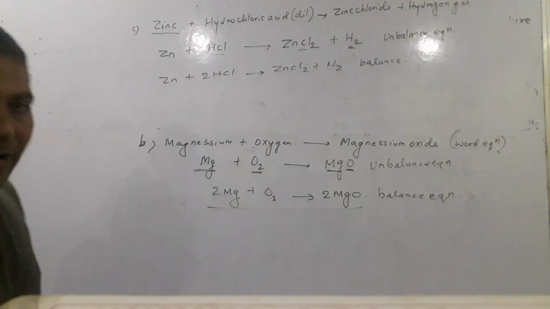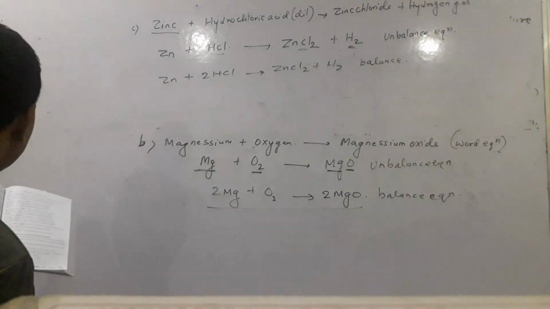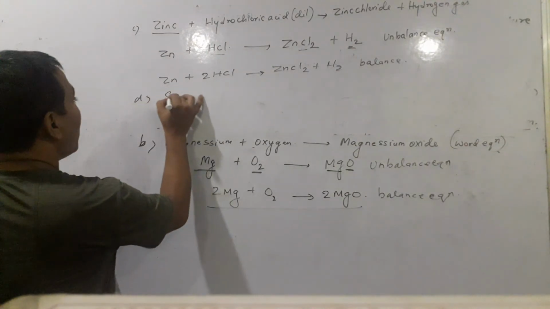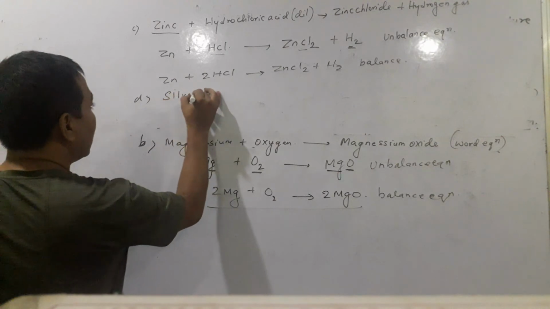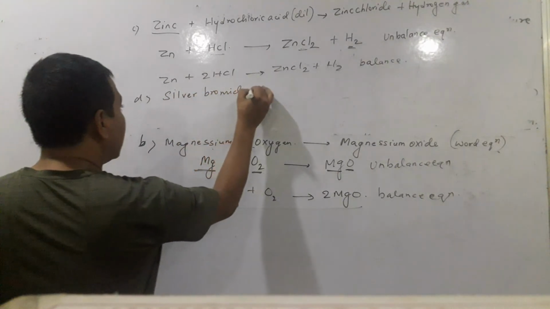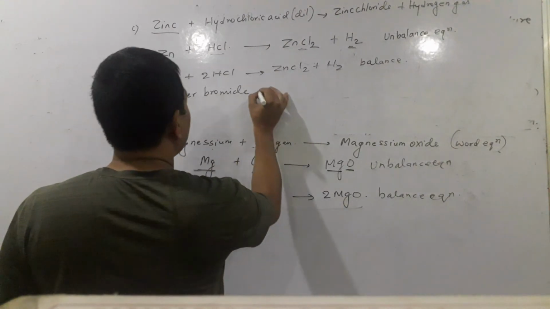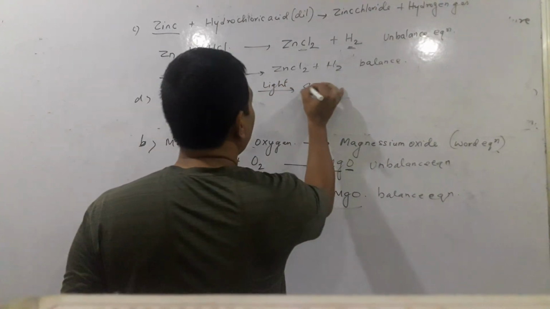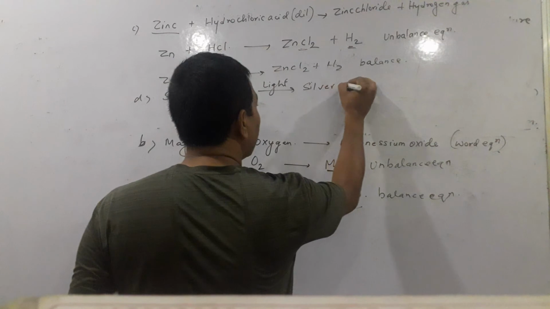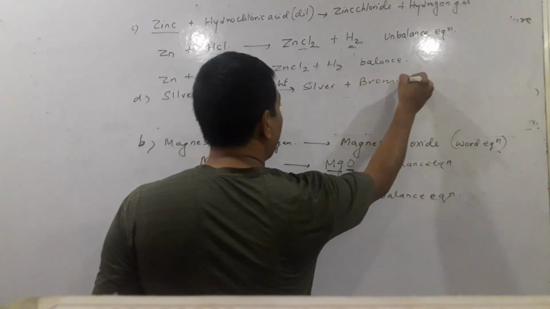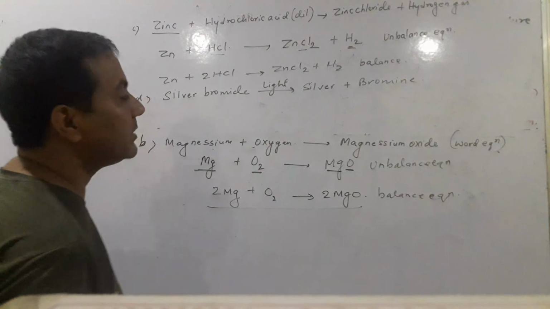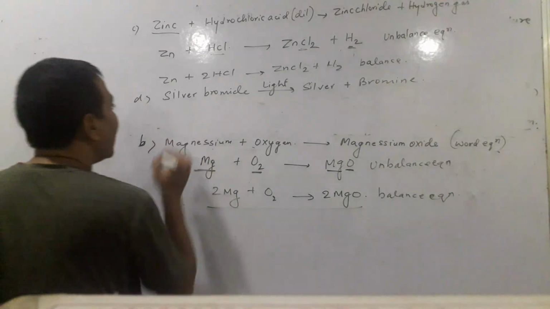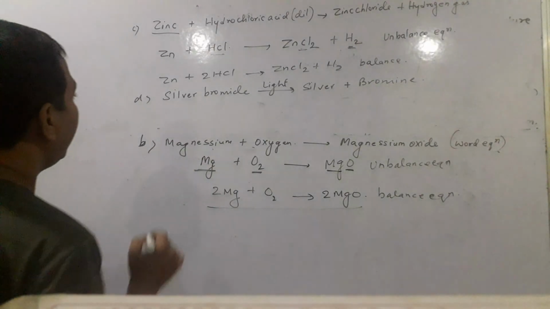Okay. Let us practice another one also. Number P, silver bromide. When light is passed over silver bromide, it produces silver plus bromine. What is this? What type of equation is it called? It's called a word equation. Now silver bromide means AgBr.